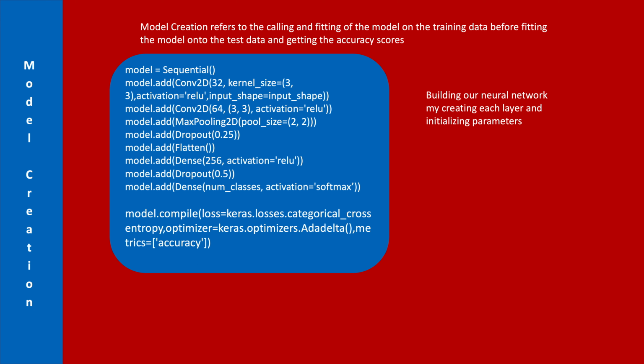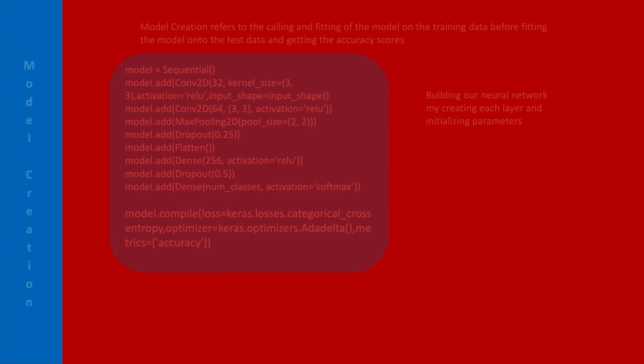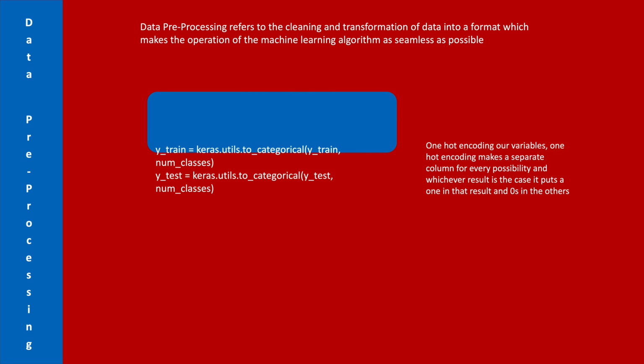Then we are dropping 25% of the neurons before we flatten our array. Because it will come out as a 2-dimensional array, we need to convert it into a 1-dimensional array. So rather than being a 2-dimensional array, we want it to be a 1-dimensional array.